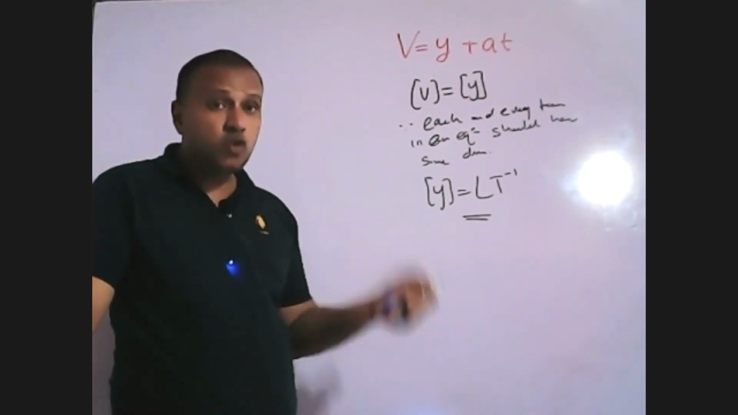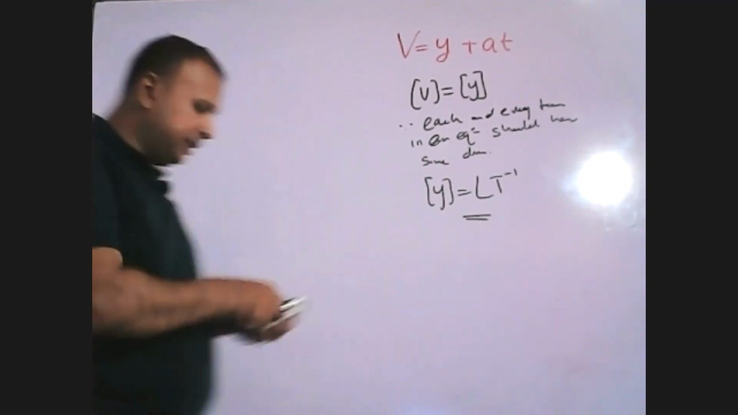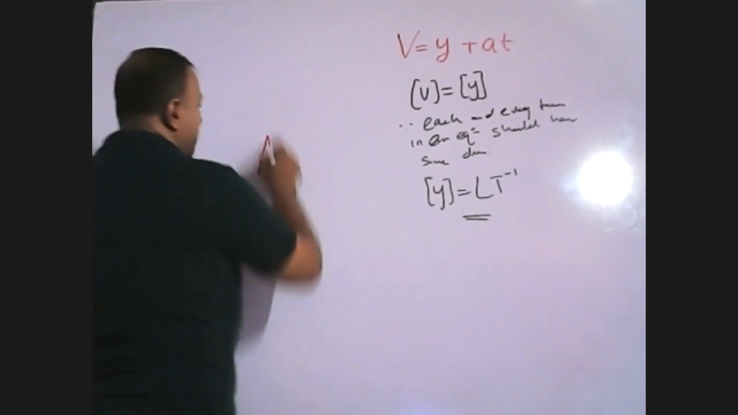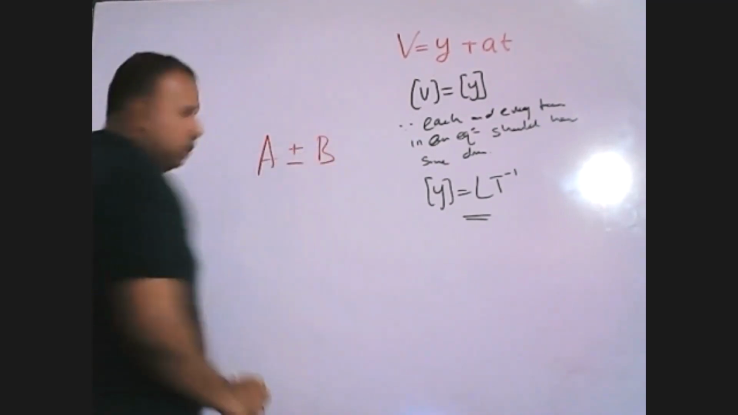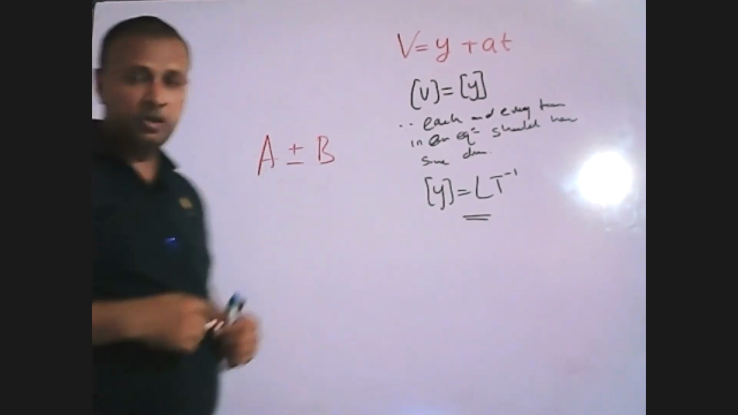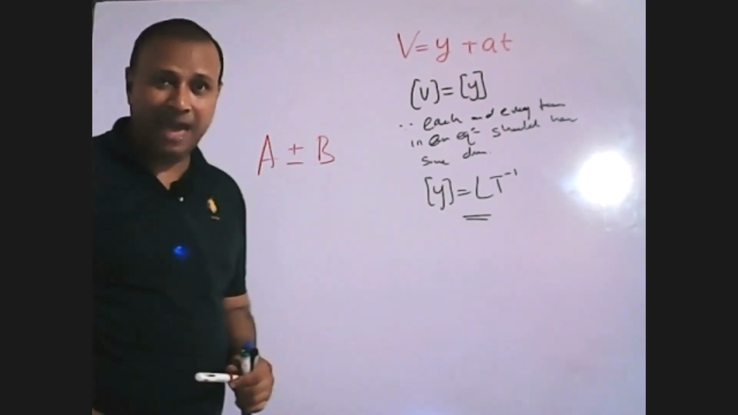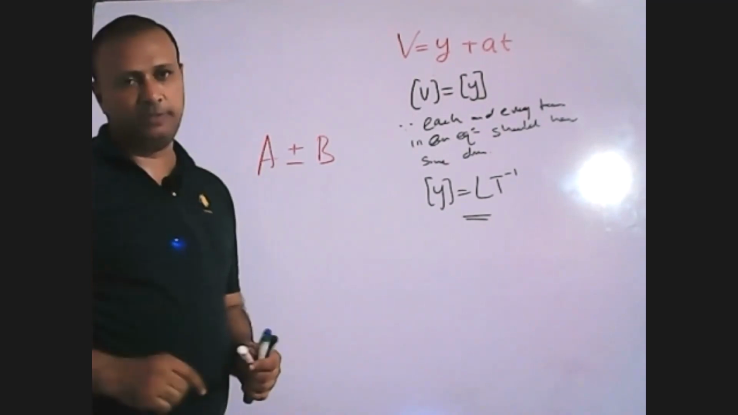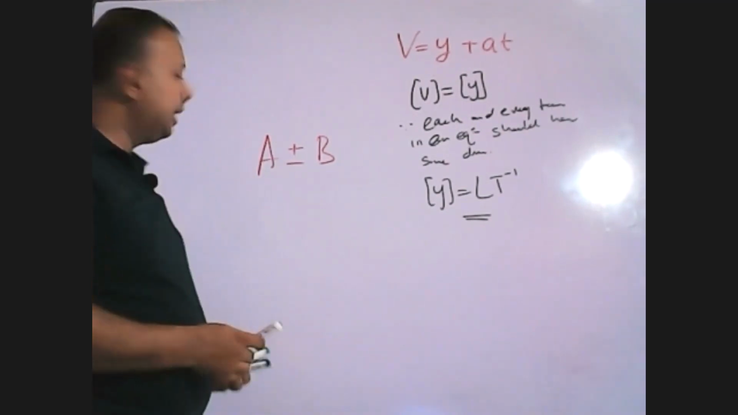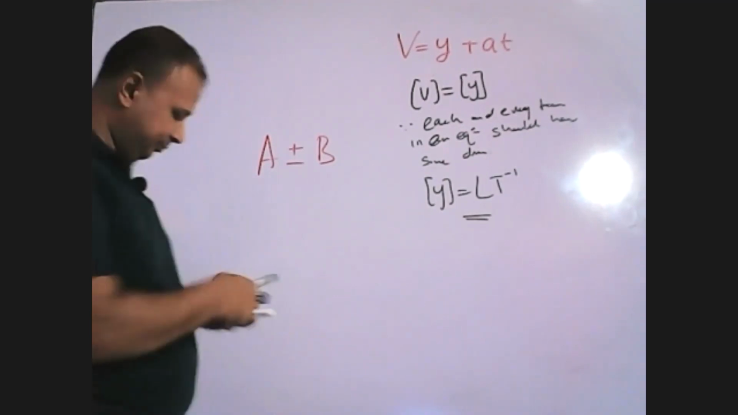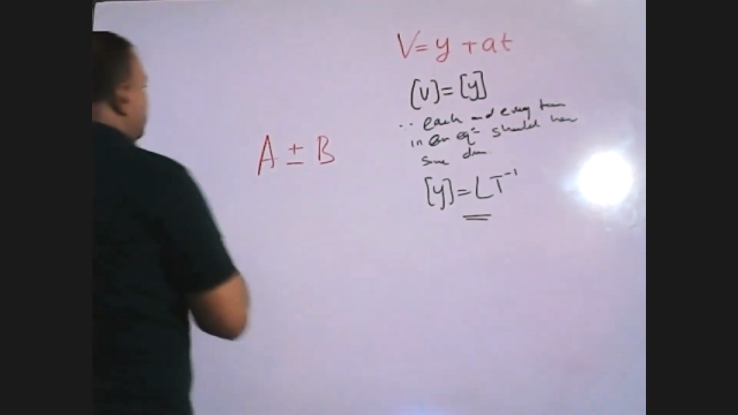If there are two physical quantities combined with an addition or subtraction, both should have the same dimension. Write down that one. Factor number two.